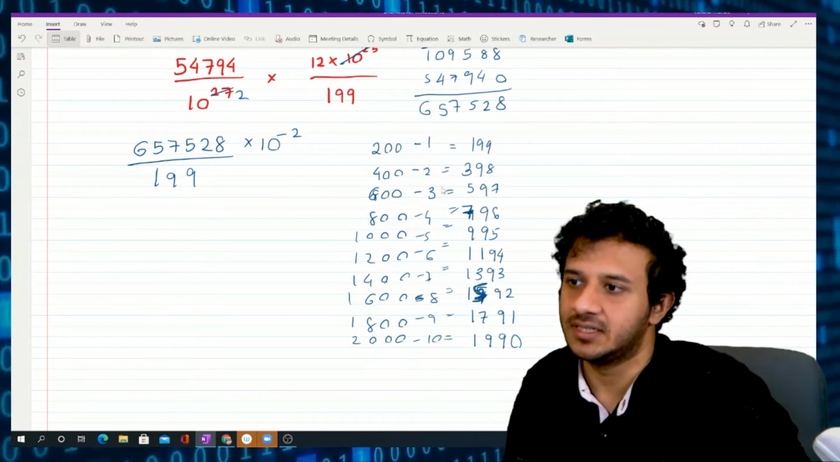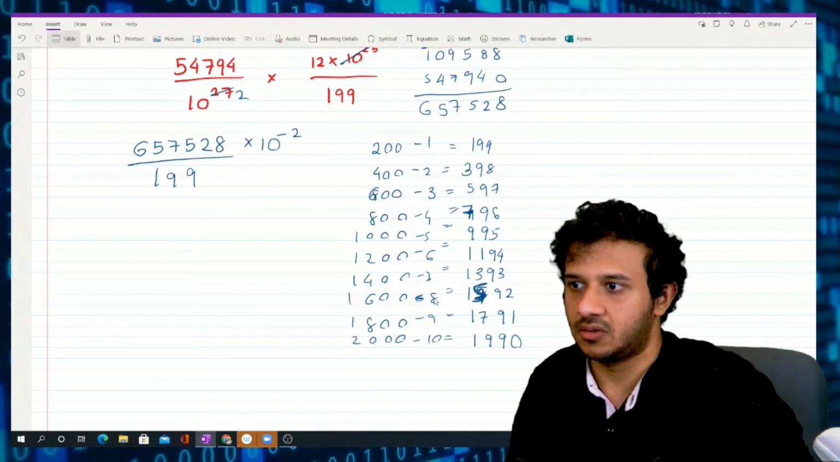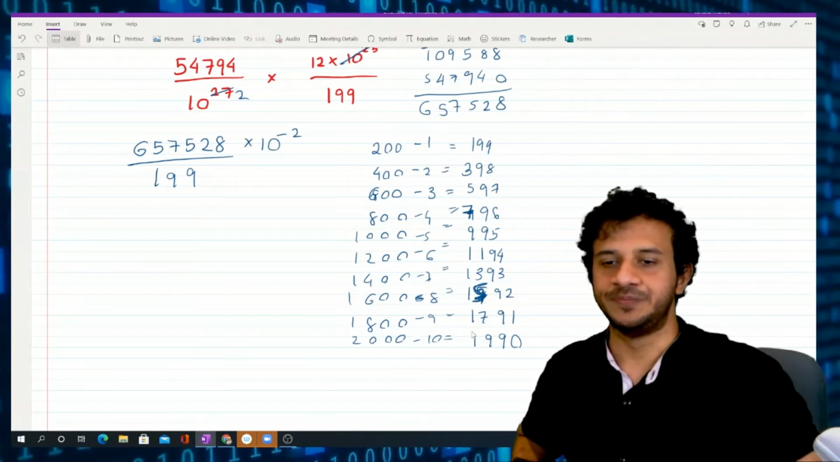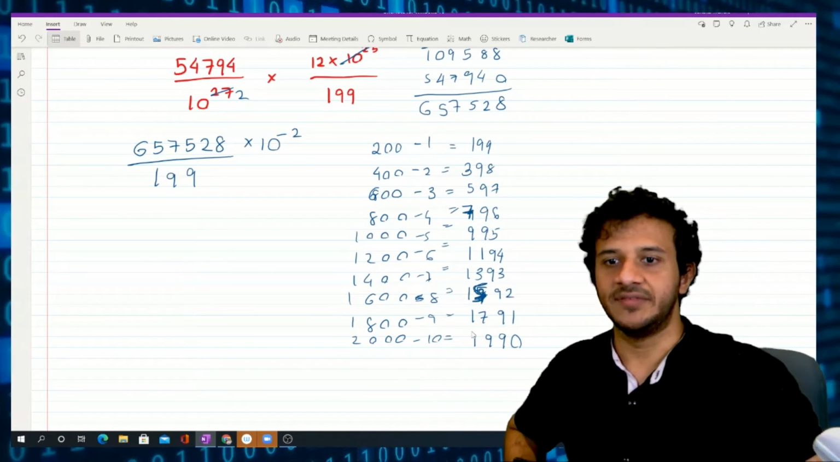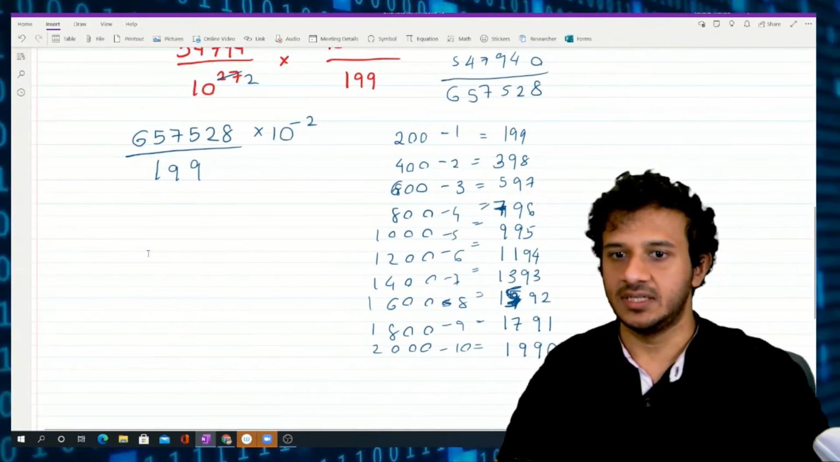I think I did it correctly. Anything I did wrong here? I think I did it all right so far. Yeah, so far so good. And now we are starting to divide, because we have our times tables with us pretty easily.